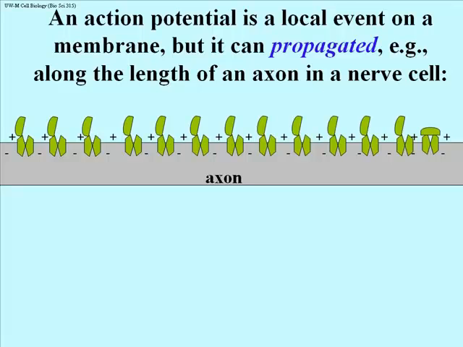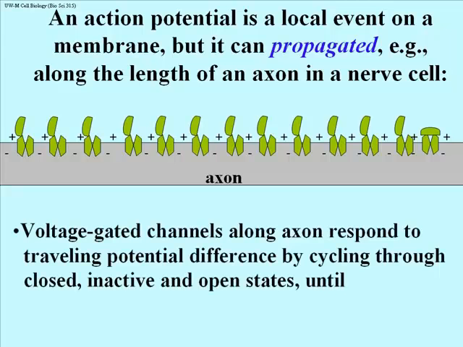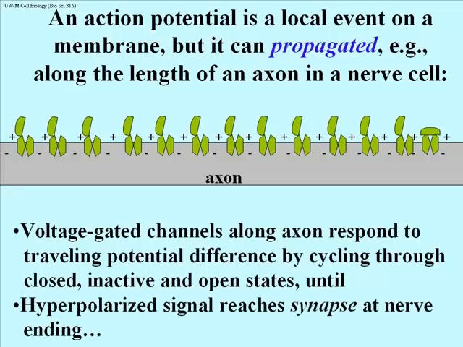And that's how an action potential can be propagated once it's produced at one single point on a cell, propagated along the membrane, along the axon in this case, until it reaches the nerve ending, where that electrical impulse stimulates voltage-gated channels to do their thing. So these are voltage-gated channels that lie along the axon, and they respond to a traveling potential difference by cycling through those three conformational states I pointed out before. And they do this, again, until that hyperpolarized signal reaches the synapse at the nerve ending.